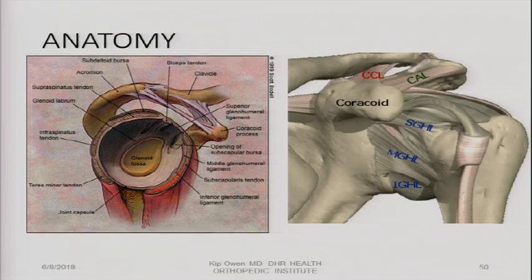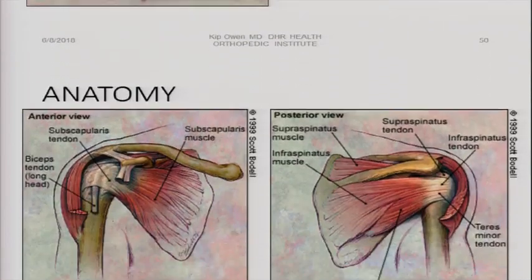One group is called static restraints, and that would include the labrum that attaches to the glenoid circumferentially, which is connected to the capsule. And within the capsule, there are thickenings which create ligaments to resist dislocation of the shoulder, both anterior and posterior. The most important being the inferior glenohumeral ligament, depicted in the picture on the right at the inferior anterior aspect of the shoulder joint.